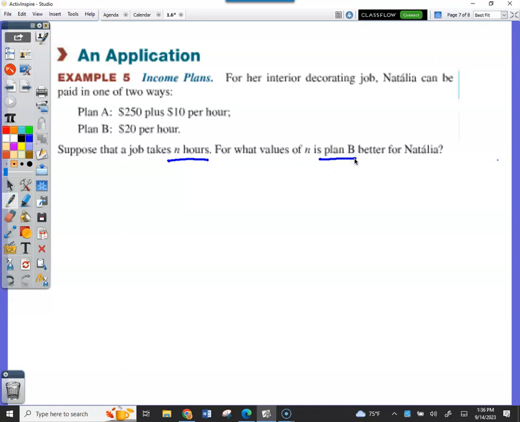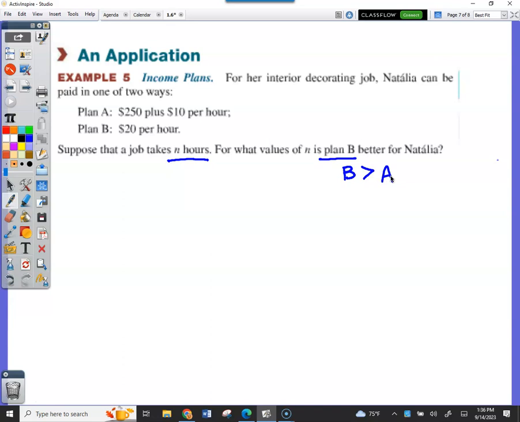If they're saying Plan B is better, they're giving you an inequality. What's it saying? If they're talking about getting paid and they're saying which one would be better for her, they're implying she would make more money. So when would Plan B generate more money than Plan A? Does that make sense?